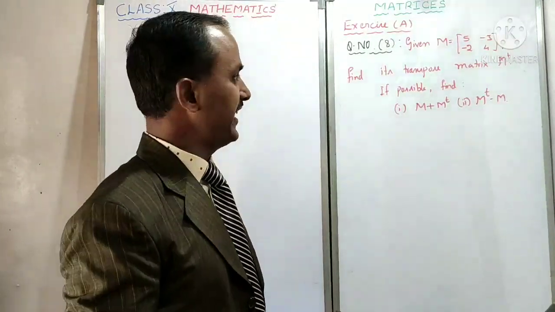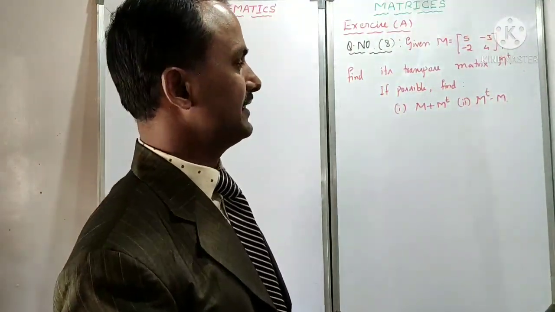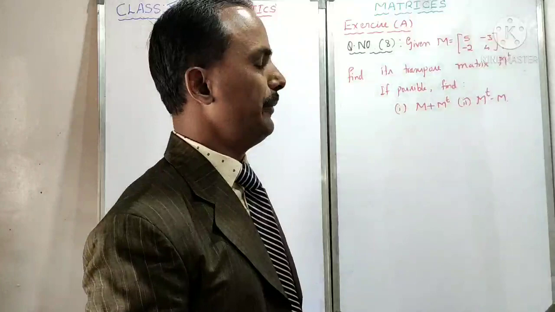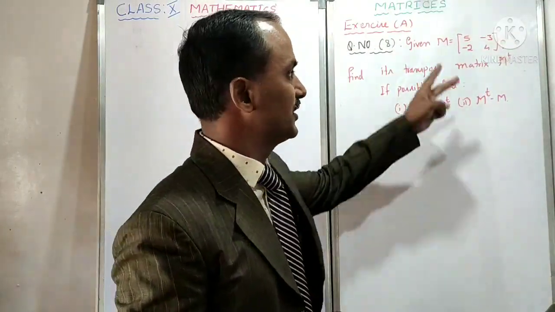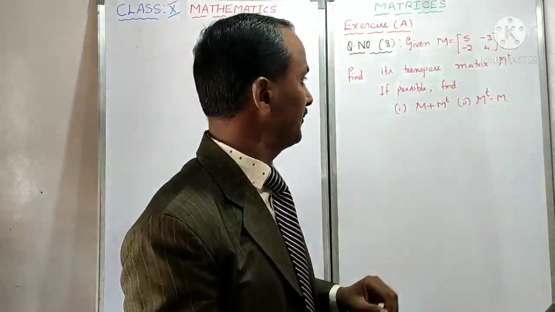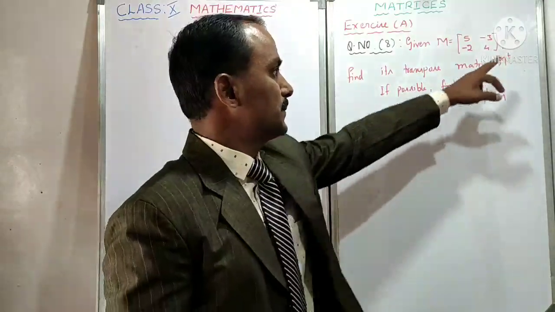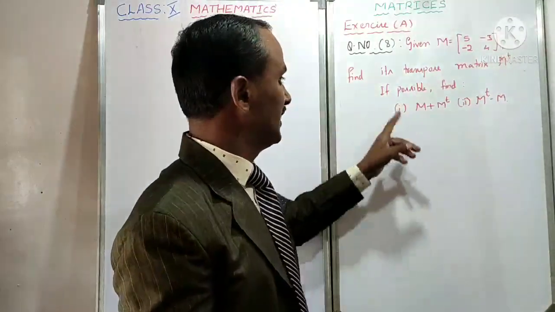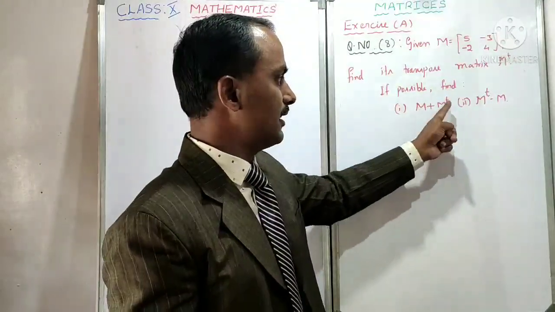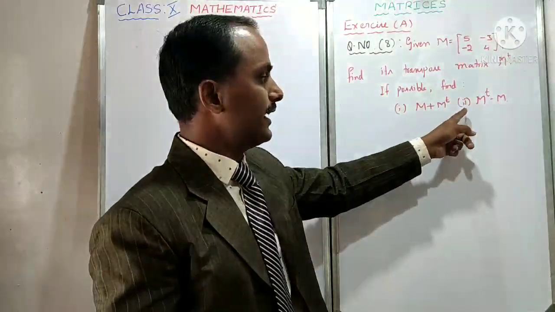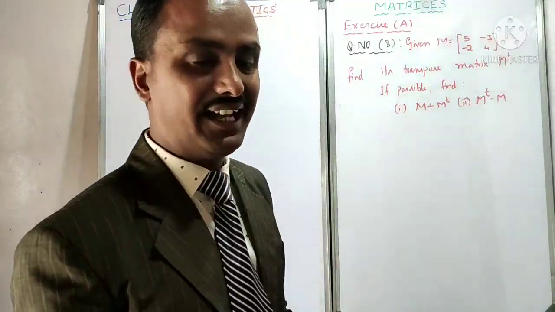In question number 8, given matrix M is equal to 5, minus 3, minus 2, 4. The order of matrix M, what is it? 2 by 2. 2 rows, 2 columns are there. Find its transpose matrix M. If possible, find first M plus the transpose of matrix M, and second, the transpose of matrix M subtracted from matrix M. Shall I continue?